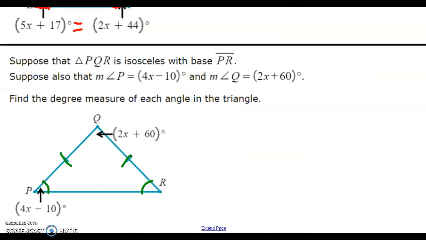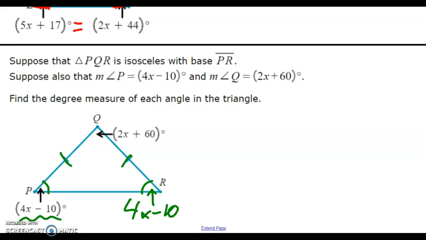Well, what do we know? Well, if the angle at P and the angle at R are congruent, I can express R with that exact same expression. I can say R is also 4x minus 10. Now, setting those two equal to each other won't do anything for you because they're the exact same expression. You'll just have them ending up zeroing out.